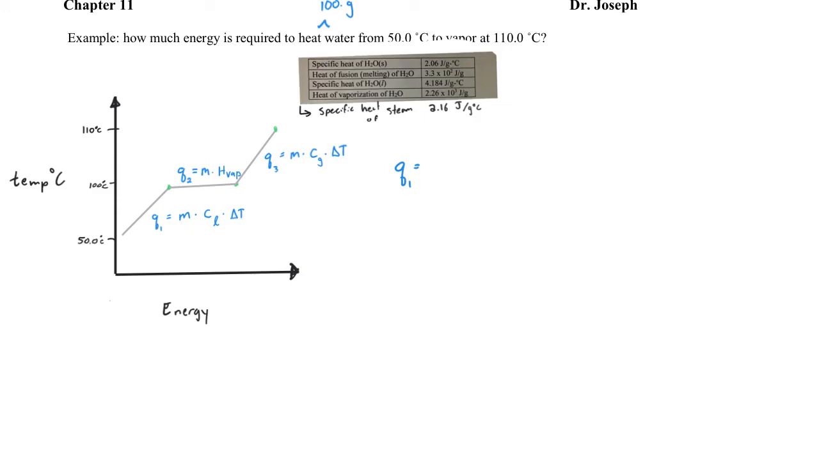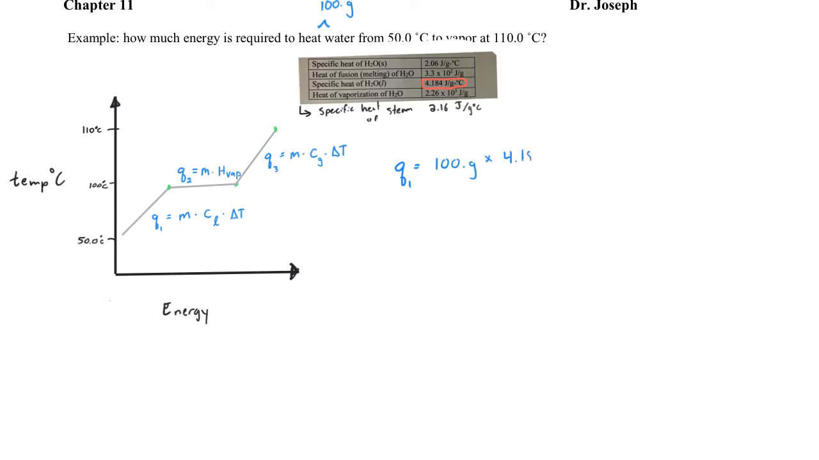So for Q1, we're looking at raising the temperature of liquid water from 50 degrees C to 100 degrees C. To calculate this, we're going to take 100 grams, that's our mass of the water, and we're going to multiply it by the specific heat of liquid water. We find that on the table as 4.184 joules per gram degrees Celsius.